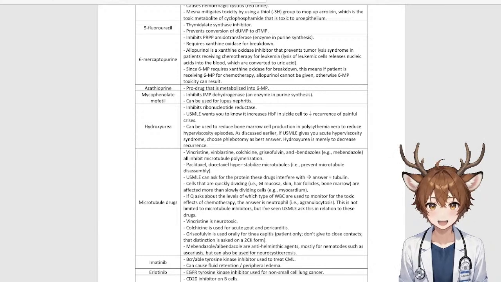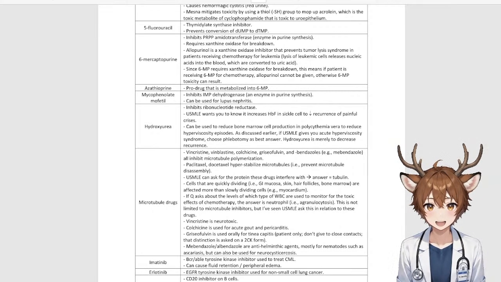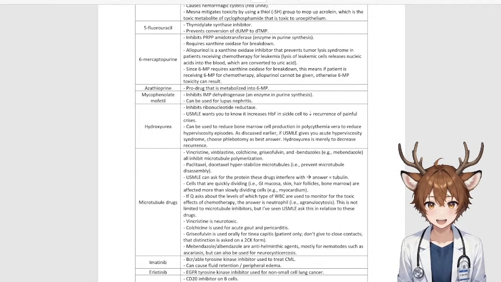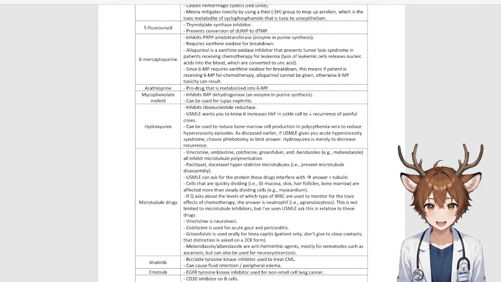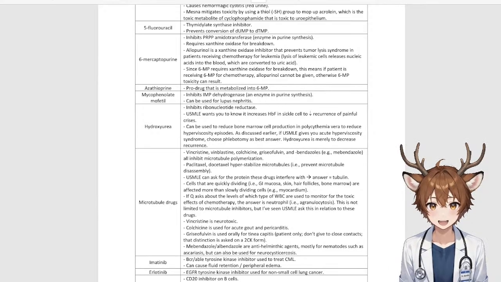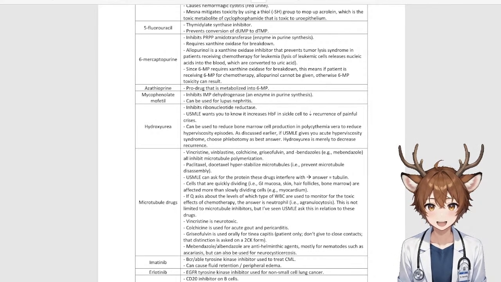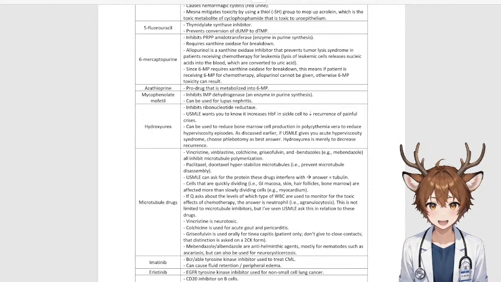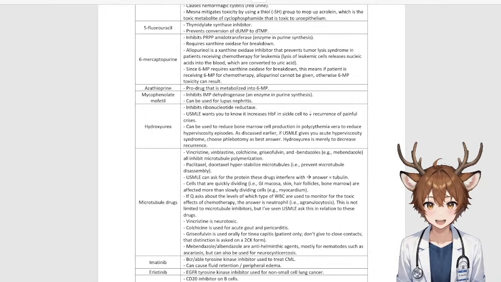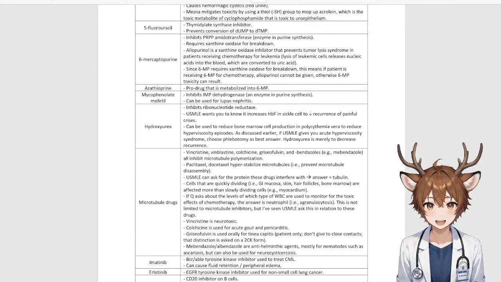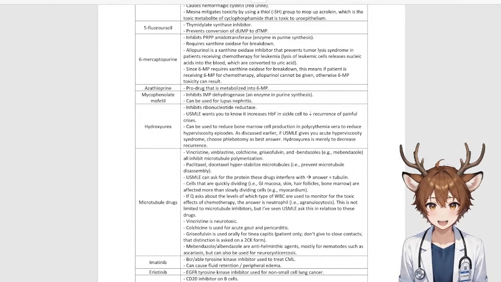5-FU or 5-fluorouracil, thymidylate synthase inhibitor, prevents conversion of dUMP to dTMP. 6-mercaptopurine or 6-MP inhibits the PRPP aminotransferase enzyme in purine synthesis, requires xanthine oxidase for breakdown. Allopurinol is a xanthine oxidase inhibitor that prevents tumor lysis syndrome in patients receiving chemotherapy for leukemia. Lysis of leukemic cells releases nucleic acids into the blood, which are converted into uric acid.